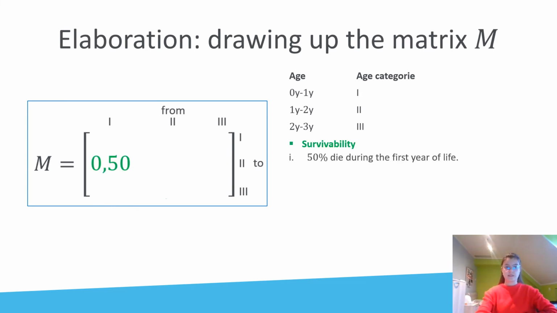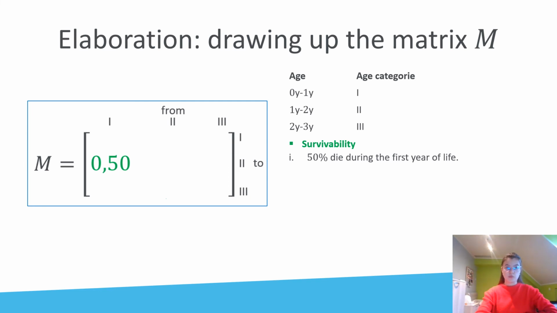Now we read the exercise and see that 50% die during the first year of life. This means that 50% are older than 1 year. We can also write 50% as 0.50. We go from age category 1 to age category 2.